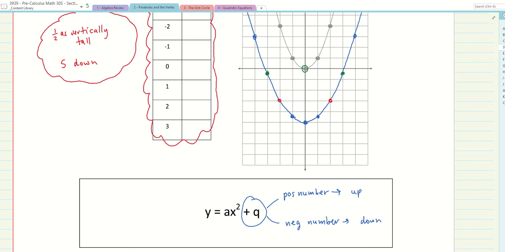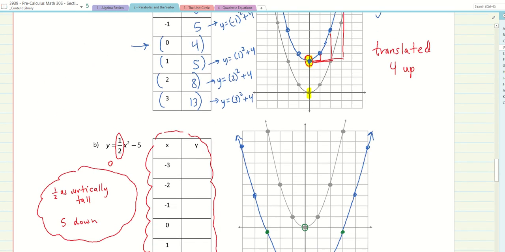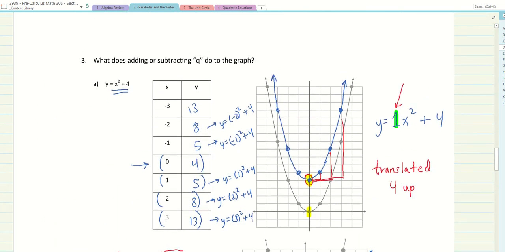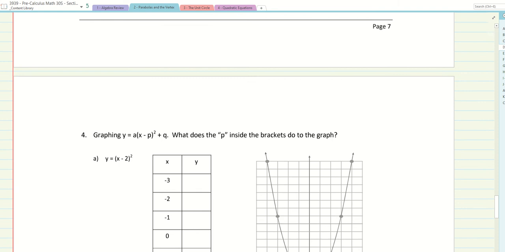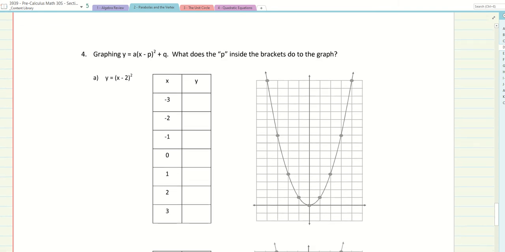Okay? All right, so what we've talked about is a vertical translation. Okay? By the way, that's what this is called. A translation is just kind of like a relocation, and we're talking up or down, so this is a vertically translated parabola. All right, so the last type of transformation we're going to look at on the next page is inside the brackets. Now, this is the hardest one to understand out of all of them, okay?